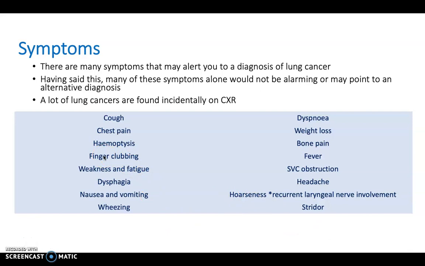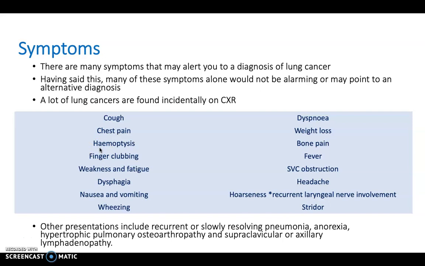A lot of lung cancers, generally speaking, are found incidentally on a chest x-ray when a patient's in hospital, and then they go on to have CT scanning and so on. These symptoms, of course, lots of these together may increase your suspicions, and it's important to recognise also the symptoms of metastases as well as the symptoms of the paraneoplastic syndromes we talked about earlier as well.